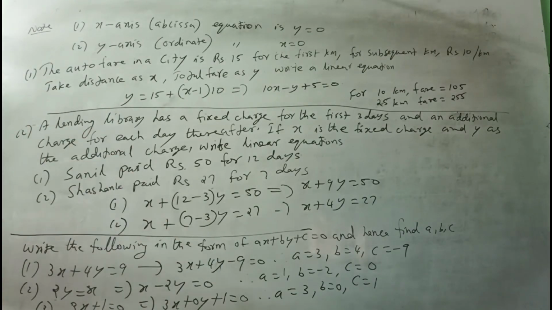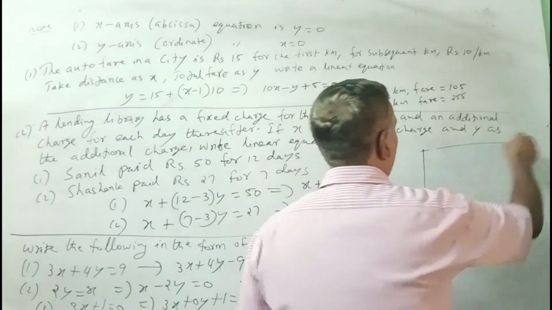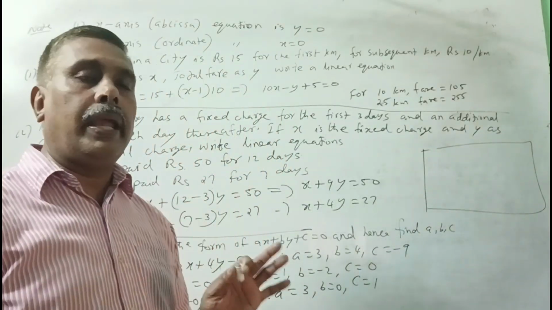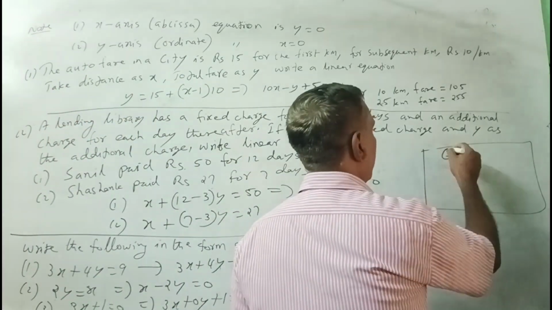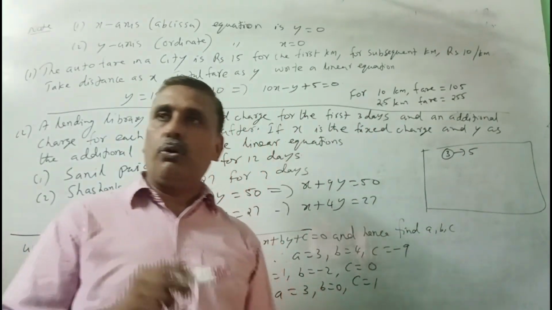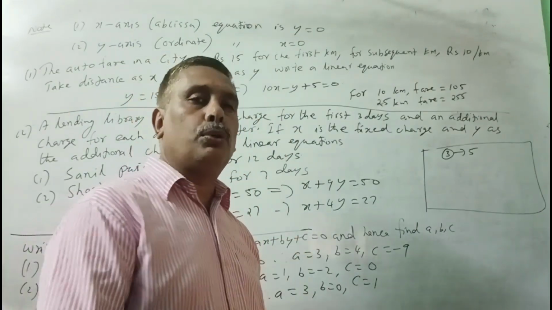Another question: a lending library has a fixed charge for the first 3 days and an additional charge for each day thereafter. If x is the fixed charge and y is the additional charge, write a linear equation. So I will explain the meaning also. What is the meaning of this question? The library is saying that for the first 3 days you have to pay a fixed charge. For example, the library says that for the first 3 days you have to pay rupees 5. You may keep it for 1 day, then also you have to pay rupees 5. For 2 days also 5, 3 days also 5.